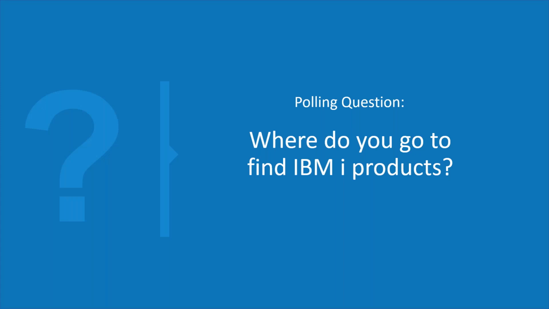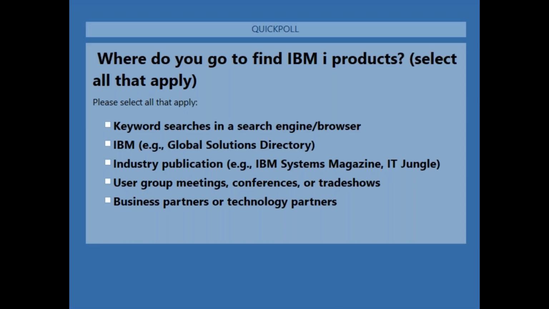All right, so we do have a couple questions for you guys. And like I said, if you do have any questions today, feel free to send those in to us. But we're going to ask you a quick polling question. The polling question is, where do you go to find IBMI products? Do you do keyword searches via Google or something? Do you use the IBM Global Solutions Directory, industry publications, user group meetings? Do you go to your business partner, maybe technology partners? Where do you go to find solutions?